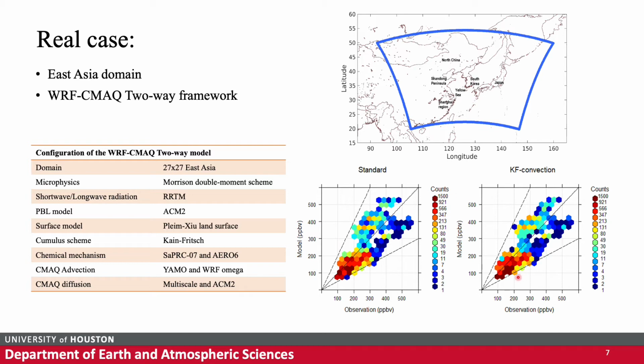And at the bottom here, you can see we compared only the days that we saw convection from the flight observations. This is the carbon monoxide concentrations, modeled compared with observed, for the standard and KF convection. Basically, what KF convection did is that it changed the concentration for different layers, and when we compared with observation, we saw that it improved the accuracy of the model.